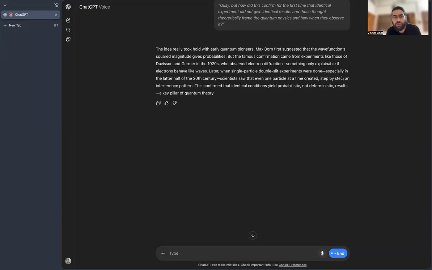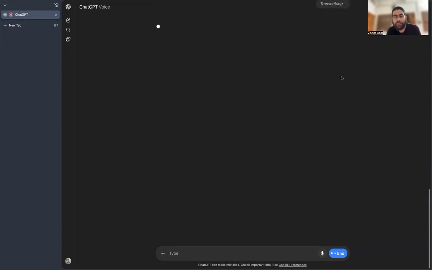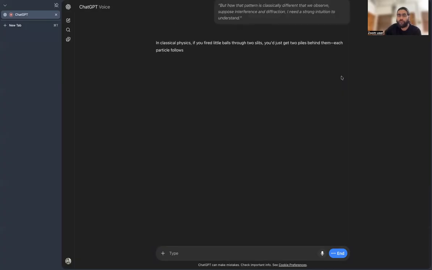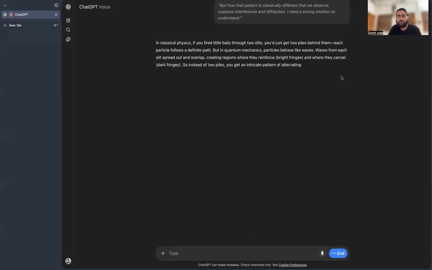Okay, but how is that pattern classically different from what we observe? Suppose interference and diffraction, I need a strong intuition to understand. In classical physics, if you fired little balls through two slits, you'd just get two piles behind them. Each particle follows a definite path. But in quantum mechanics, particles behave like waves. Waves from each slit spread out and overlap, creating regions where they reinforce, bright fringes, and where they cancel, dark fringes. So instead of two piles, you get an intricate pattern of alternating bright and dark bands. It's like the particle explored every path at once, classically unimaginable, but fully real in quantum experiments.